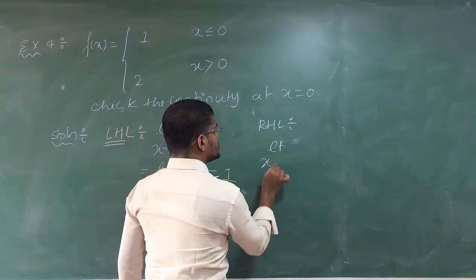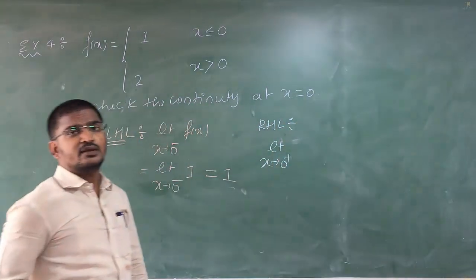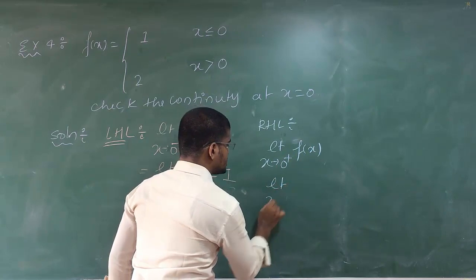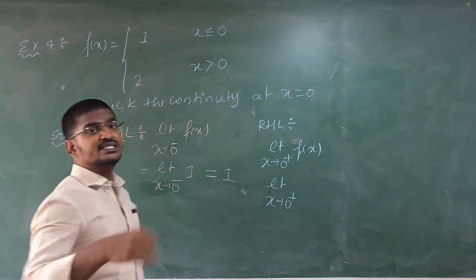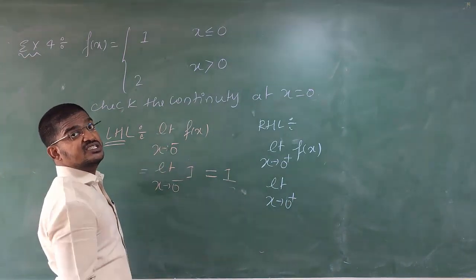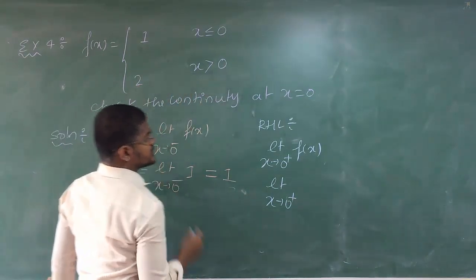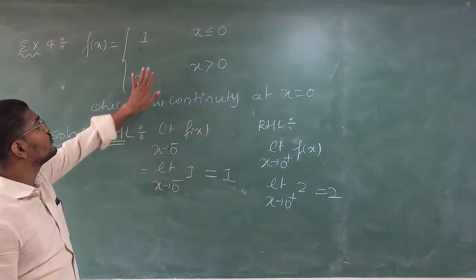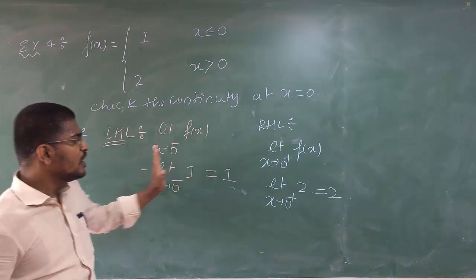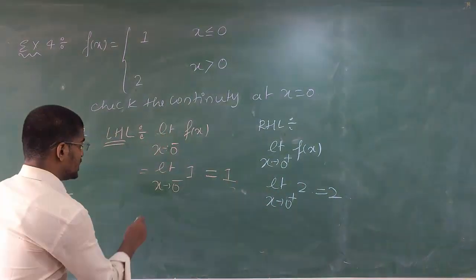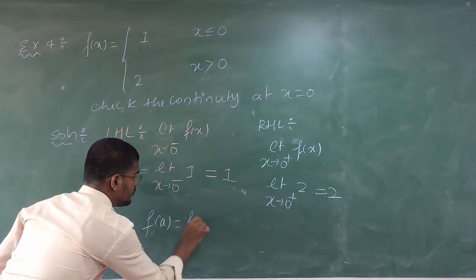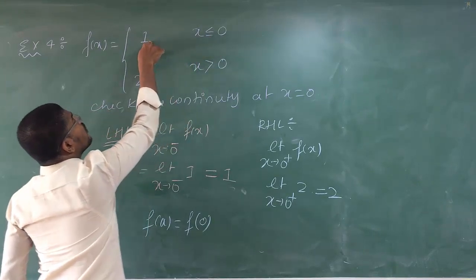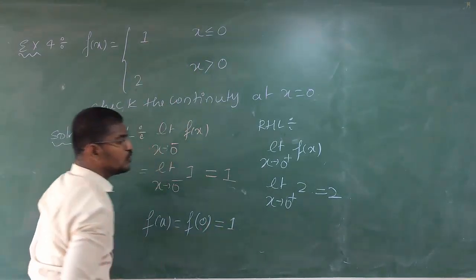Again, limit x tending to 0 plus, that means right hand side of 0. This is f of x. Limit x tending to 0 plus, what is the right hand side of 0? That means greater than 0. Greater than 0, f of x is 2. So here RHL will be 2 according to your function. Clear? LHL is 1, RHL is 2. Then what is f of a? That is f of 0. See here, it is equal to 0. That means 1. So f of 0 is 1.